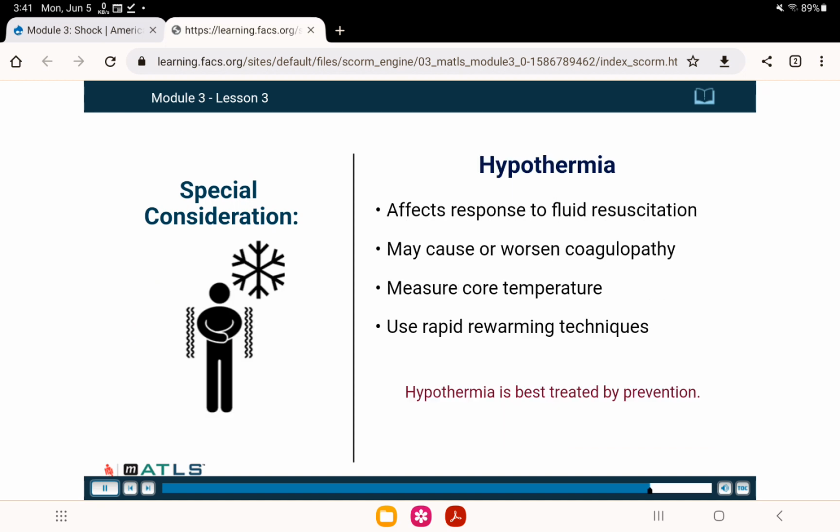Patients suffering from hypothermia and hemorrhagic shock do not respond as expected to the administration of blood products and fluid resuscitation. In hypothermia, coagulopathy may develop or worsen. Core body temperature is an important vital sign to monitor during the initial assessment phase. Rapid rewarming with appropriate warming devices, heat lamps, thermal caps, heated respiratory gases, warmed intravenous fluids and blood will generally correct hypotension and mild to moderate hypothermia.